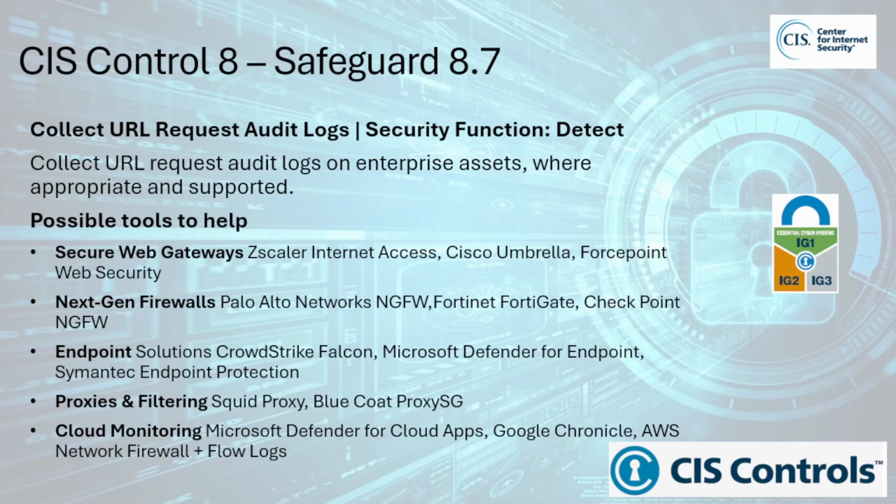Effective URL request audit logs should capture the full URL accessed, date and time of the request, user or device making the request, source IP address or hostname, HTTP method, for example GET or POST, the response status code, for example 200, 403, 404, and the user agent string such as browser or device information.